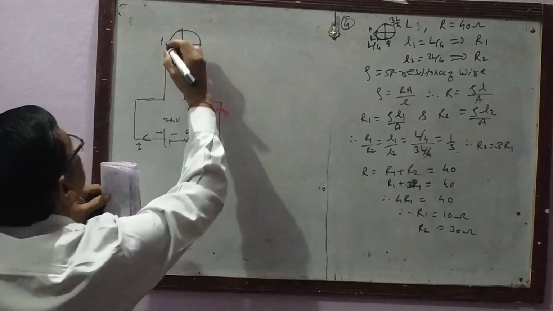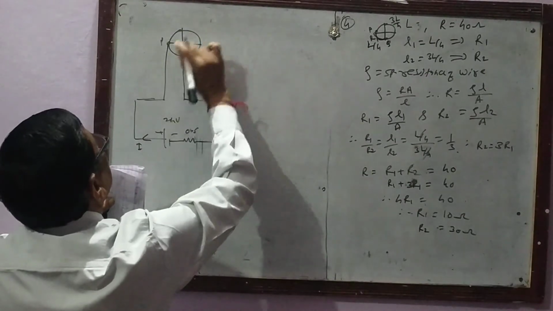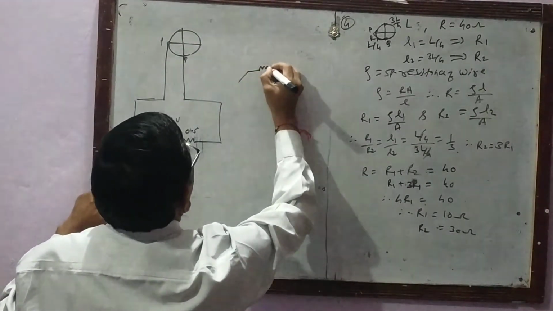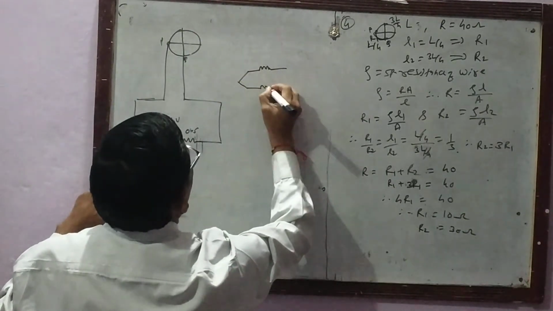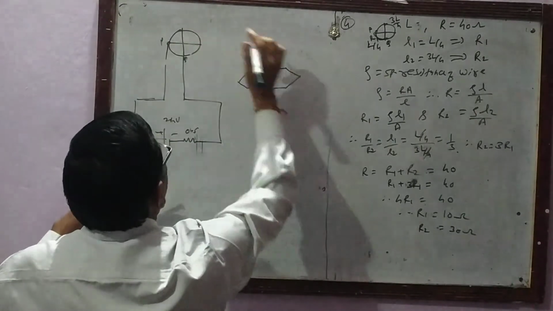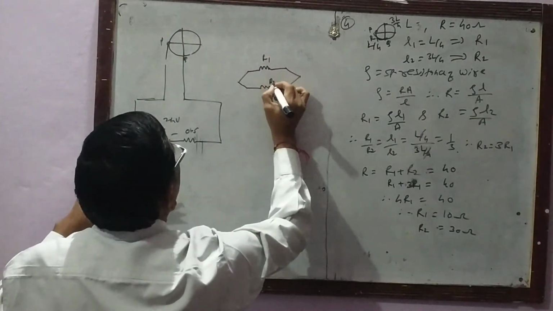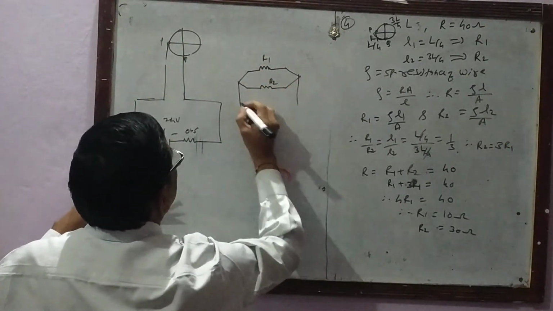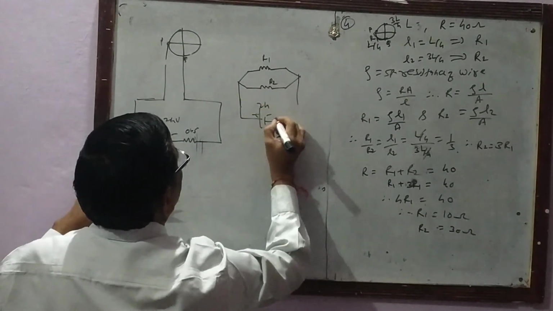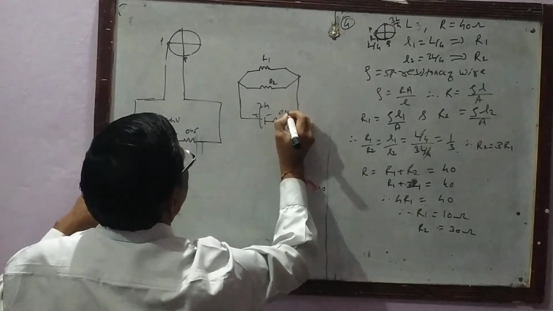And therefore these two segments are connected in parallel like this. The circular loop can be divided into two segments of resistance R1 and R2, which are a parallel combination. This parallel combination is connected to the battery of 24 volt and internal resistance of 0.5 ohm.